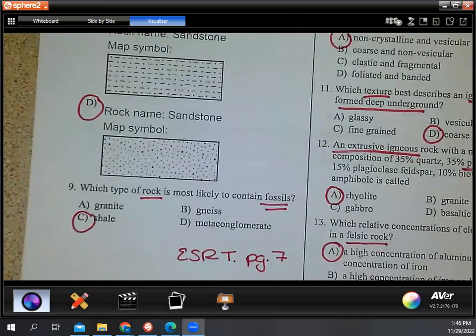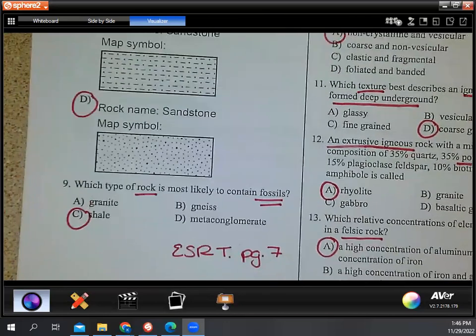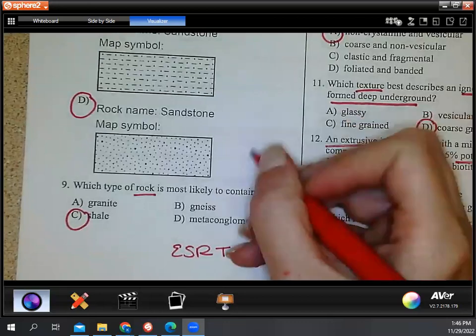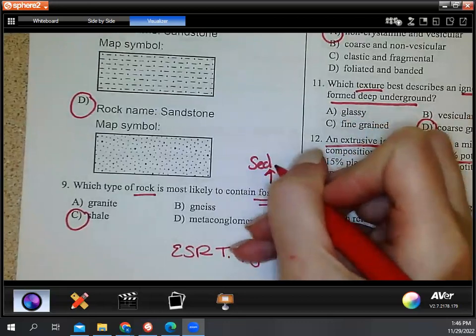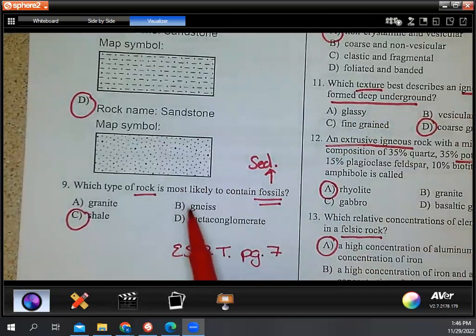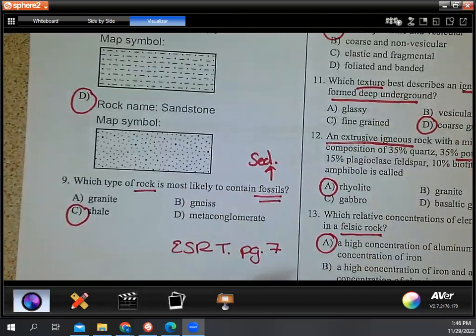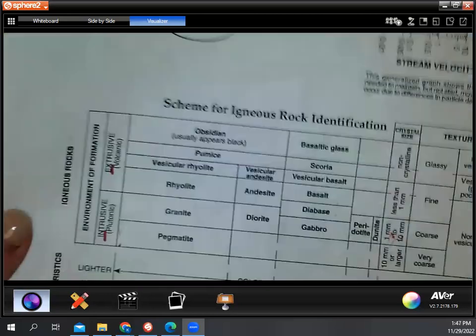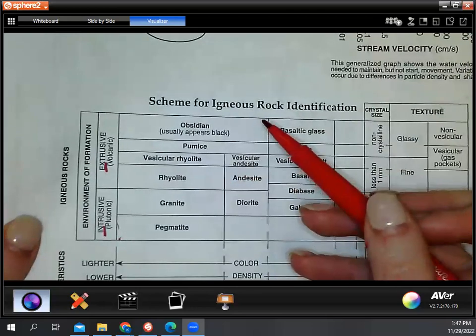9, which type of rock is most likely to contain fossils? To answer this question, you need to know that fossils are only found in sedimentary rocks. So go through and find out which rock is your sedimentary rock. If you're not sure, look all of them up. So I'm going to start with granite. When I find granite, I see that's an igneous rock.